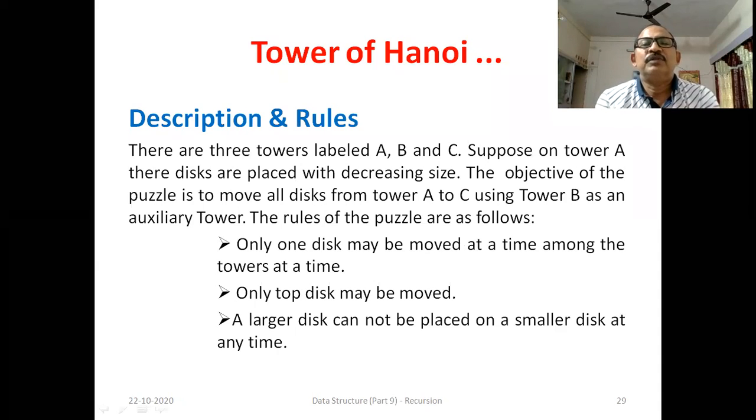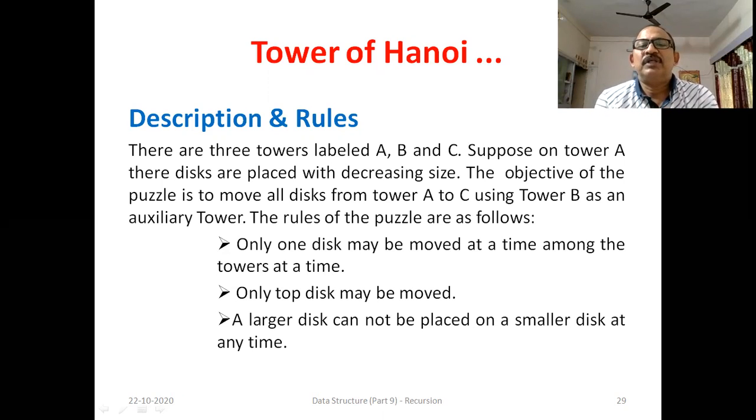Let us see descriptions of the Tower of Hanoi problem and the rules. Suppose there are 3 towers and these towers are labeled A, B and C. Suppose on tower A, 3 discs are placed with decreasing size. What is the problem? The objective of this game is to move all discs from tower A to C using tower B as an auxiliary tower.